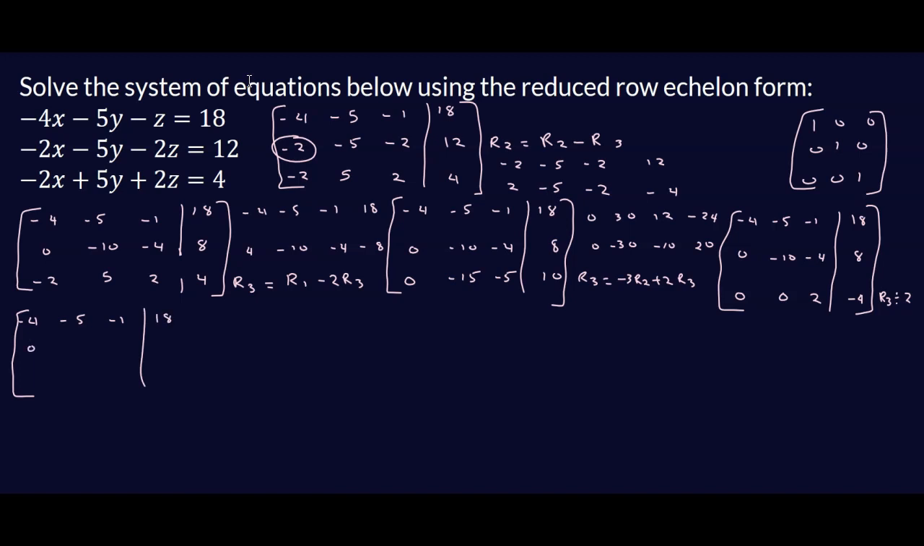Then we have 0, -10, -4, 8, and then we have 0, 0, 1, -2. So now we have the zeros on the left-hand side. Now let's go ahead and start working our way through the ones on the right-hand side.